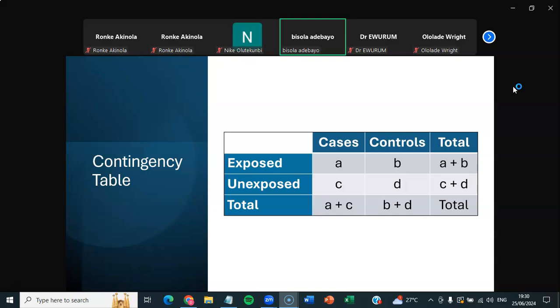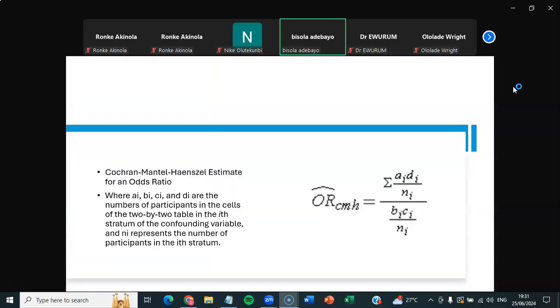Then we have our second group, which is controls. Some are exposed, some are not. The total number of controls is B plus D, and the grand total is A plus B plus C plus D. Now, when we look at the rows, we have exposed and unexposed. The total number of people exposed is A plus B, while unexposed is C plus D. But remember, in this we are comparing two groups, cases and controls.